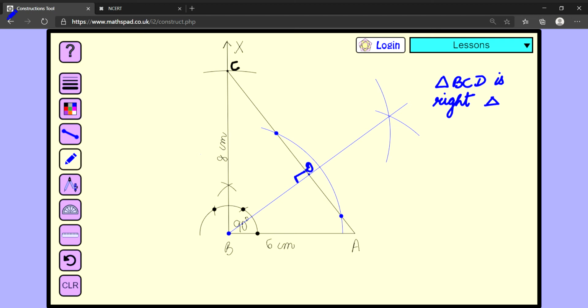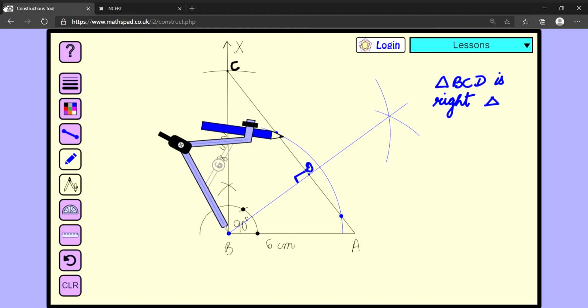So if I want to construct a circle which passes through B, C, D, the vertices of the right triangle that I have here, I would like to draw a circle with BC as the diameter. The hypotenuse should be the diameter. And if hypotenuse is the diameter, I would like to locate the midpoint, which is going to act as the center of the circle. So let's obtain the midpoint of BC.